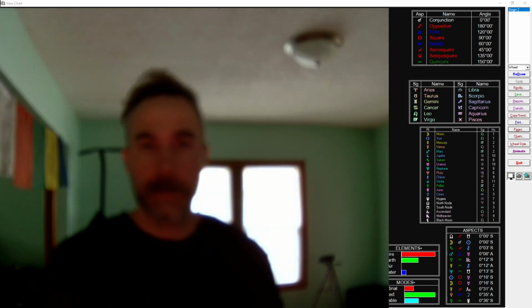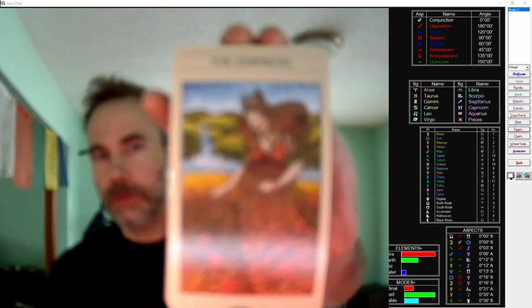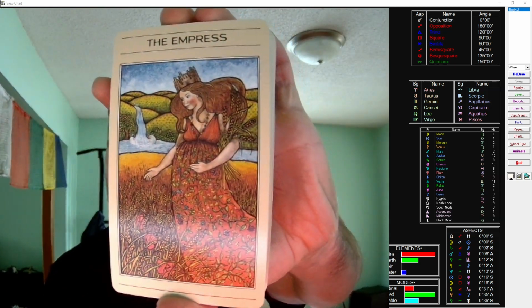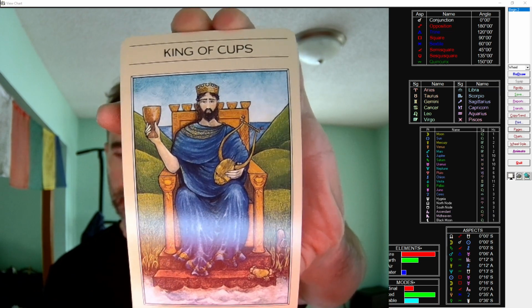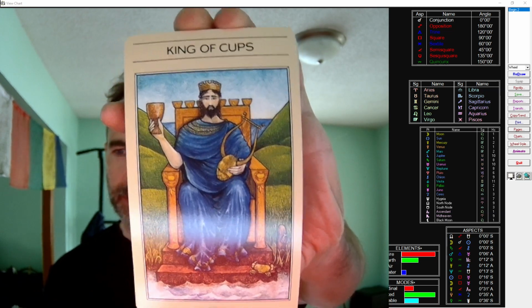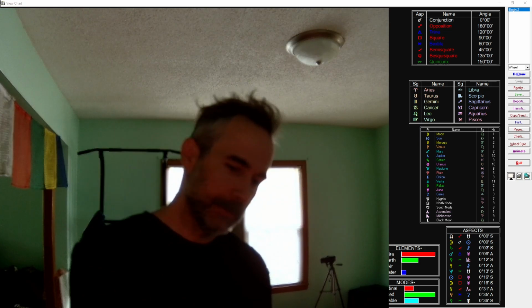The bottom of the deck. The Empress here. Come on, what's with this thing? Yeah, these cameras just suck so badly. Right, Empress. Whew. King of Cups wanted to make an appearance. What is this? That's some divine stuff right there. All right. Let me just feel into this again.